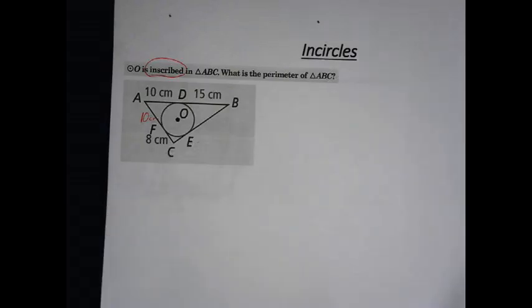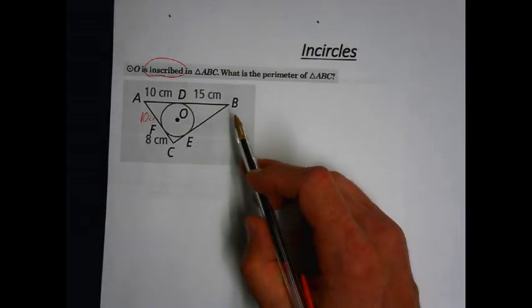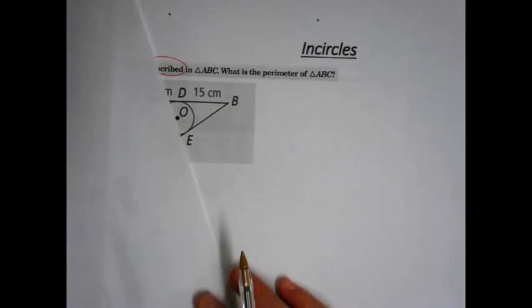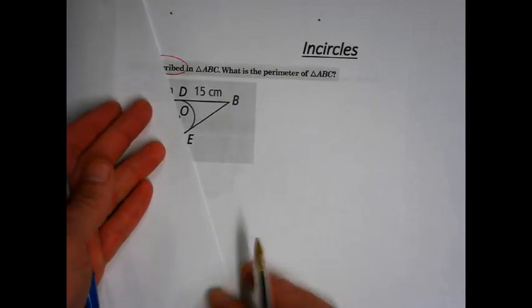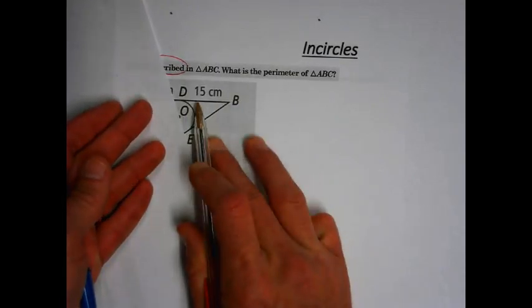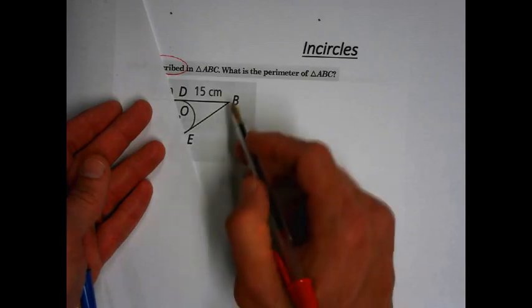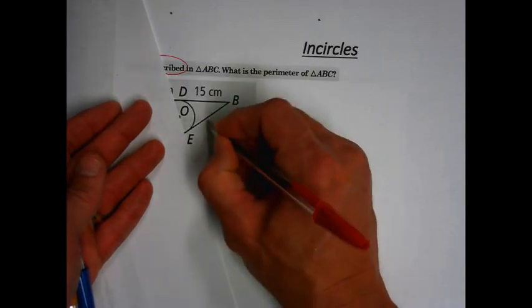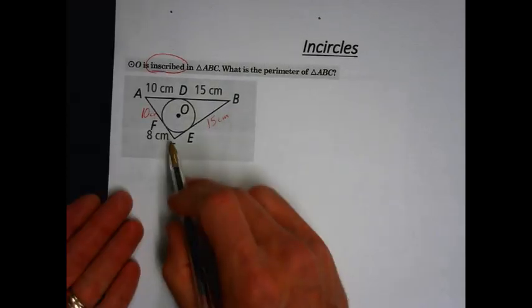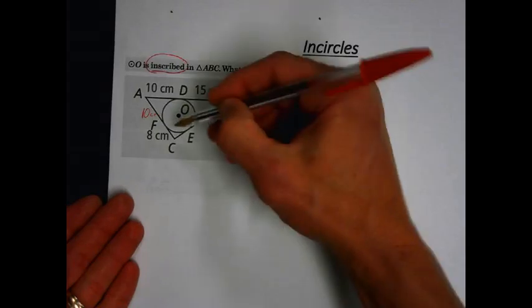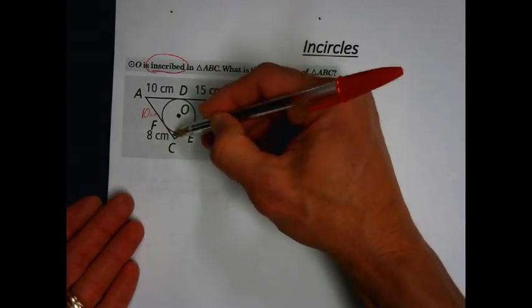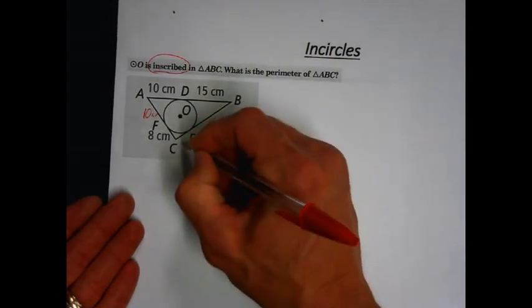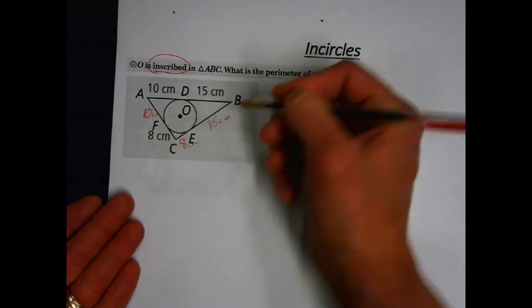The same thing happens when we cover up everything else. Look at what else is going on. Take a look from endpoint B, which is outside the circle. If we cover up the rest, from B to D is 15 centimeters. Guess what that means from B to E? Another tangent. Because it's an incircle, that distance is also 15 centimeters. The same thing applies down here. If this is 8 centimeters, then guess what? From C to E it is 8 centimeters as well.